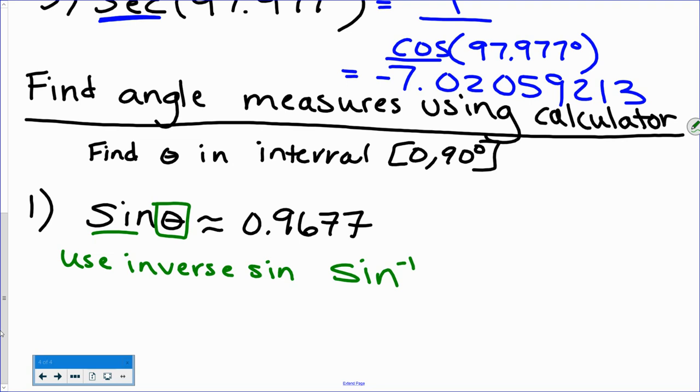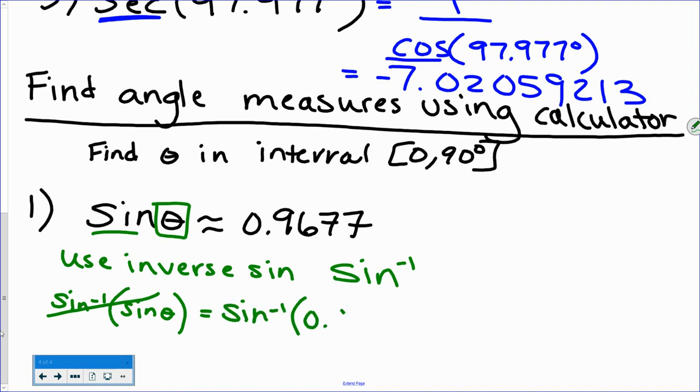What I'm basically doing is, when I take sine inverse of sine of theta, sine inverse cancels out sine because they're inverses, just like multiplication would cancel out division and so forth. So I'm taking sine inverse of both sides. If you think of it as balancing out an equation and undoing those things, all you're typing into your calculator would be sine inverse, using that second button for sine, and then type in your 0.9677.